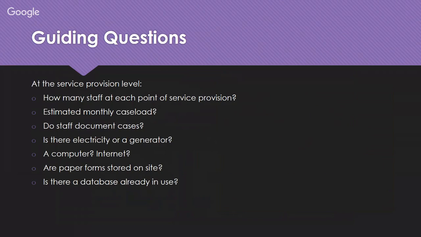Finally, here are some additional guiding questions to help in visualizing your map. At the service provision level, how many staff at each point of service provision? What is the estimated monthly caseload? Do staff currently document cases? Is there electricity or a generator? Is there a computer or internet? Are there paper forms stored on site? If not, where? If yes, are they locked away? Is there a database already in use?